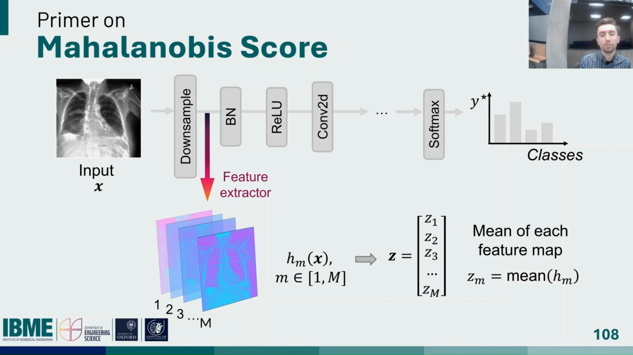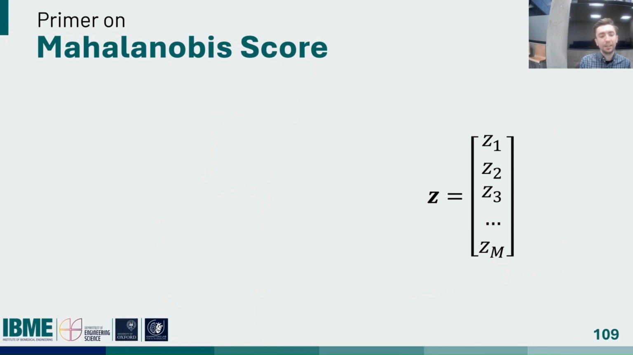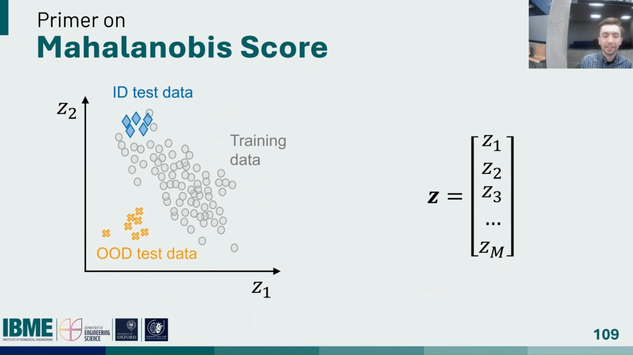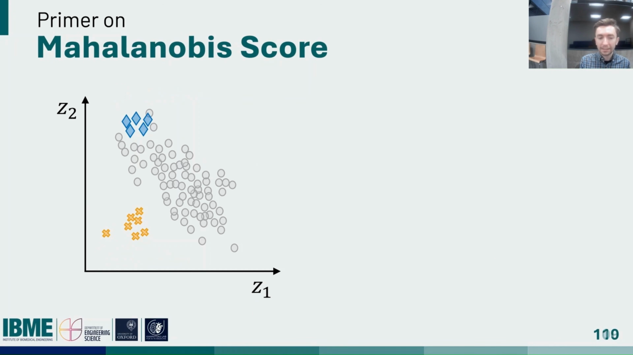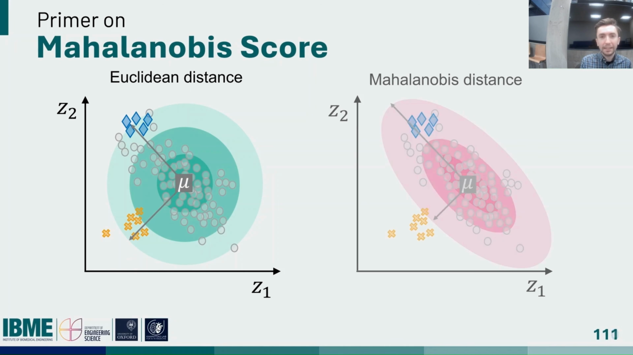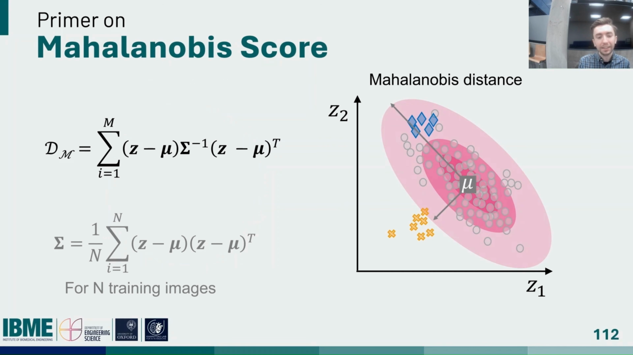which is Z here. I can then plot Z here, where I can show where the training data may lie, where the ID test data and OOD test data may lie in the latent space. We can calculate the distance of the test data from the mean of the training data using Euclidean distance here. However, what we see is it's unable to separate the ID and OOD data. So a better technique is to take into account the covariance between dimensions in the latent space. So that's what Mahalanobis does here. And it does this by using the covariance matrix calculated from the training data.